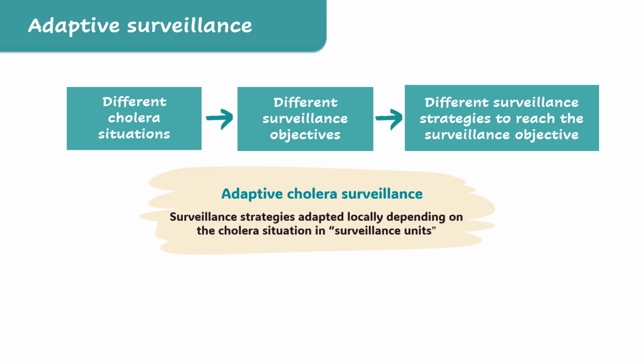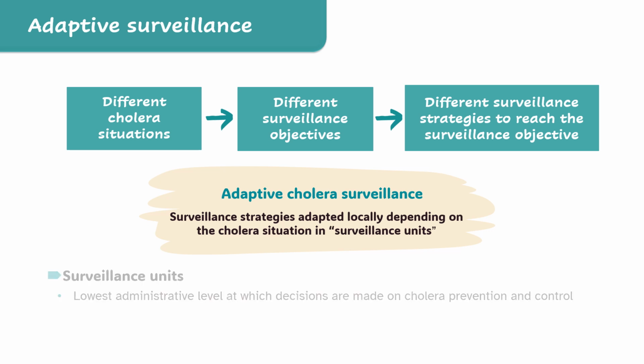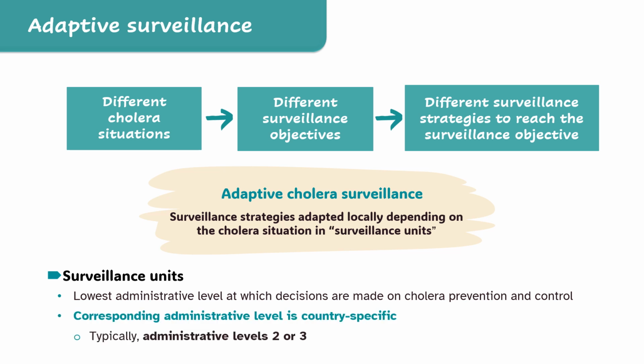The local level considered is the surveillance unit level. The surveillance unit level corresponds to the lowest administrative level at which decisions are made regarding cholera prevention and control in a given country. The corresponding level is determined by each country in its specific context. Typically, countries often select Administrative Level 2 or Administrative Level 3 as their surveillance unit level. However, different levels may also be considered depending on what's most appropriate in a specific country.